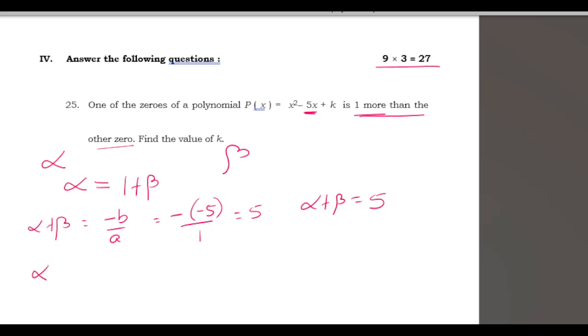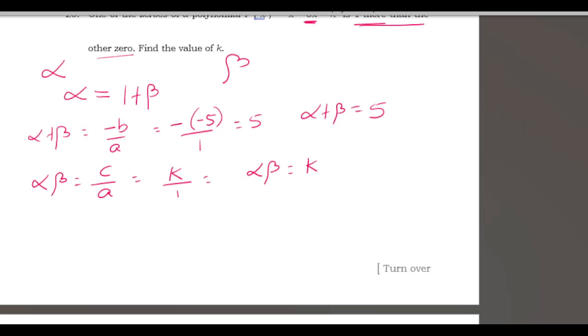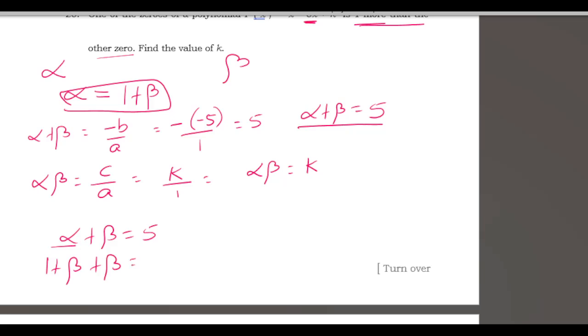Next, the second one is the product. Alpha into beta is equal to c by a. So c value is k, divided by a is 1. That is, alpha into beta is equal to k. Next we'll put the values. Alpha plus beta is equal to 5. What is alpha? Alpha is equal to 1 plus beta. So 1 plus beta in the place of alpha, plus beta is equal to 5.